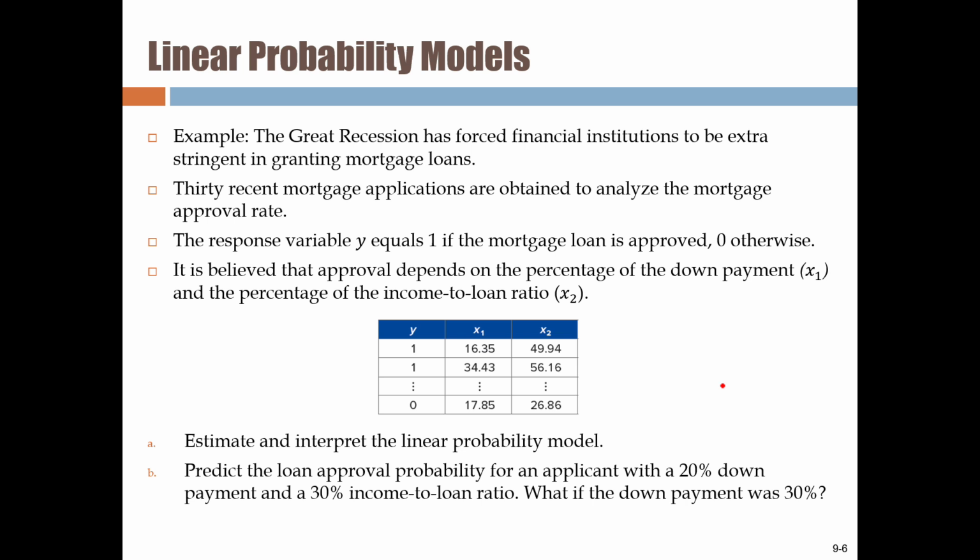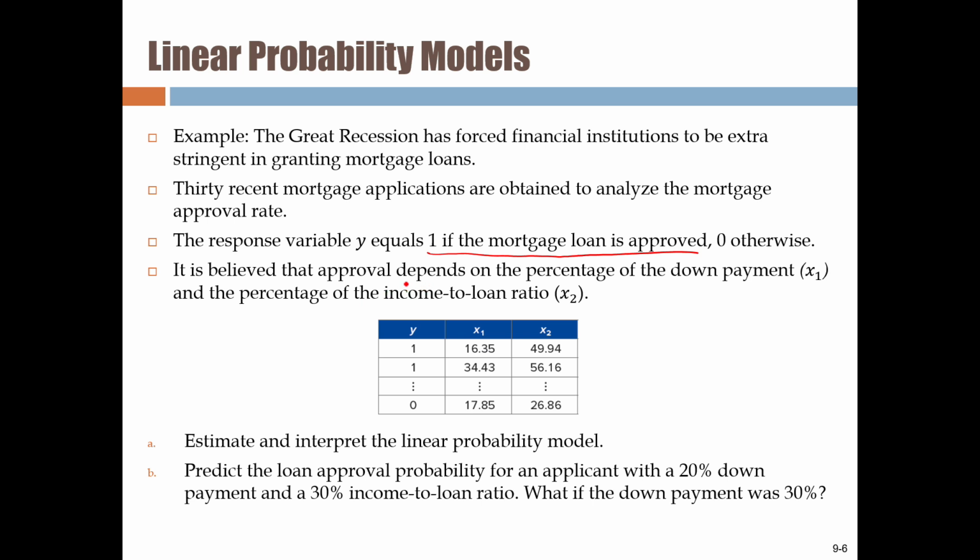This is some financial information. The Great Recession has forced financial institutions to be extra stringent in guaranteeing mortgage loans. So when they approve mortgage loans, 30% of mortgage applications are approved. So you can find out why is approved or not approved. So y is 1 if the mortgage loan is approved, and 0 otherwise.